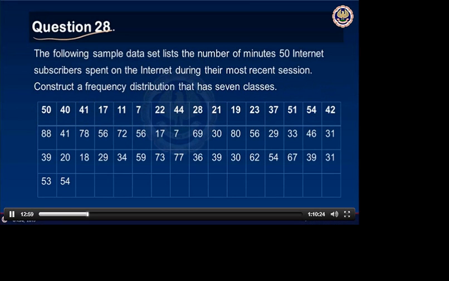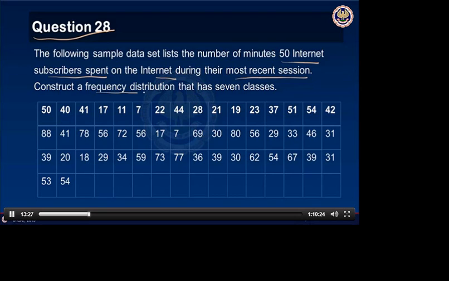Okay, so let's do question number 28. The following sample data set lists the number of minutes 50 internet subscribers spent on the internet during their most recent session. So this is a simple data set of the number of minutes 50 internet subscribers have spent using the internet. Construct a frequency distribution that has 7 classes.